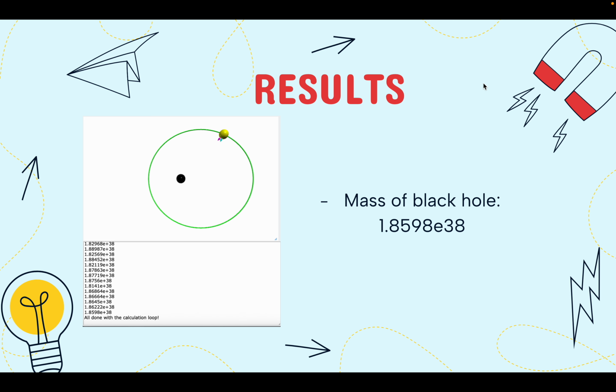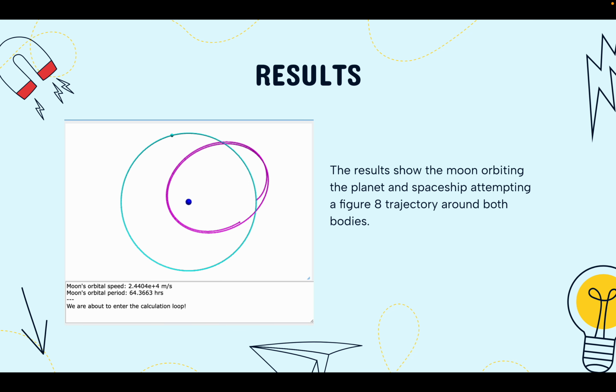So for my results, the mass of the black hole came out to about 1.86 times 10 to the 38th kilograms, which is super massive, just like we'd expect for something like that. The simulation showed that the black hole's gravity constantly pulls on the star, bending its motion into a circular orbit. And in the second part, the code showed the planet and moon orbiting each other while the spaceship weaved around both of them in a figure-8-like path. And then we have the moon's orbital speed, which is about 2.4404 e to the 4th, and the moon's orbital period was about 64 hours.